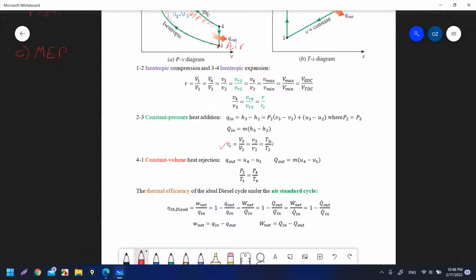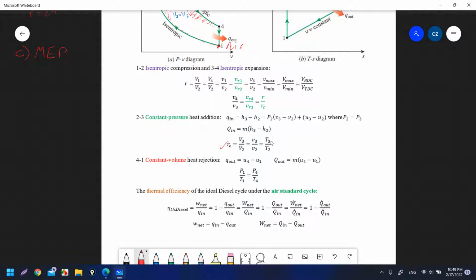In order to find T2, I need a property at state 2, of course. Usually in variable specific heat we deal with relative volume, in diesel, Otto, and dual cycles. In Brayton I think we will have PR, we'll see. So I need VR2 in order to find T2.